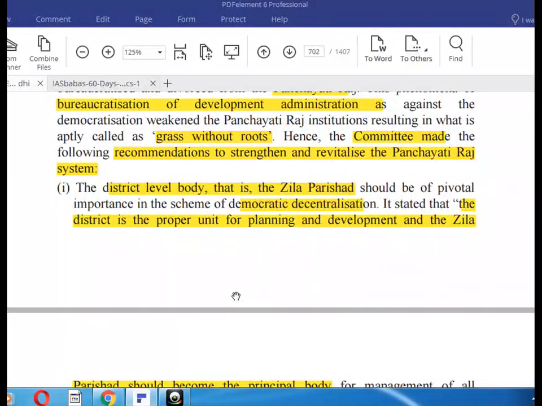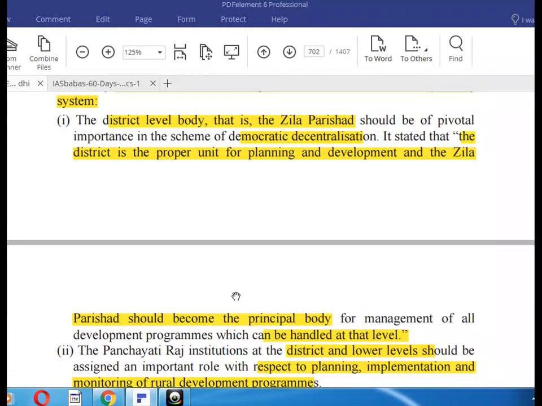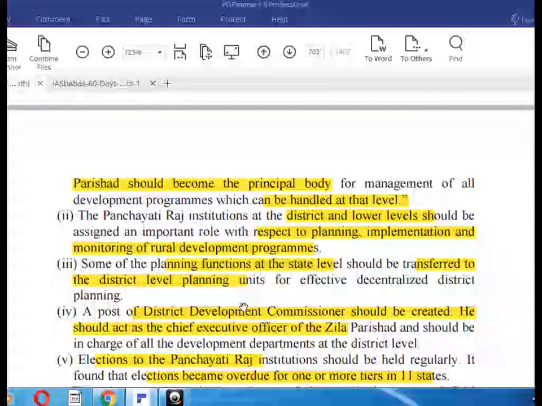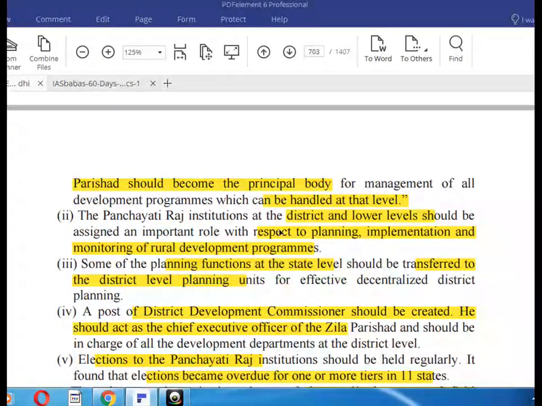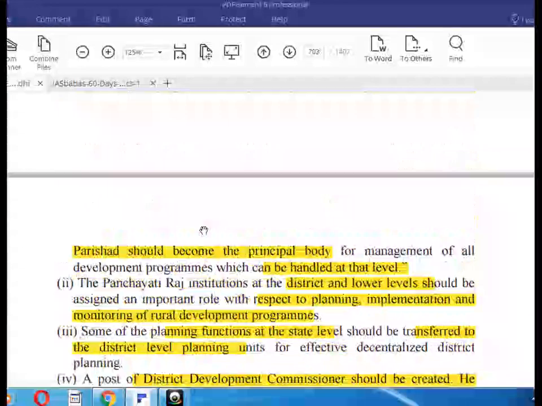The district local body, that is the Jila Parishad, should be of pivotal importance in the scheme of democratic decentralization. It stated that the district is a proper unit for planning and development, and the Jila Parishad should become the principal body for management of all development programs. These can be handled at that level.